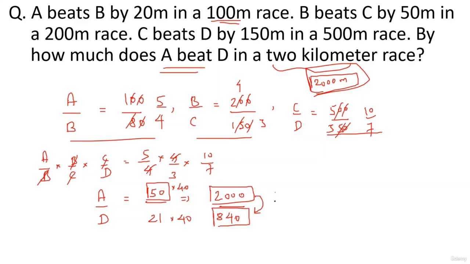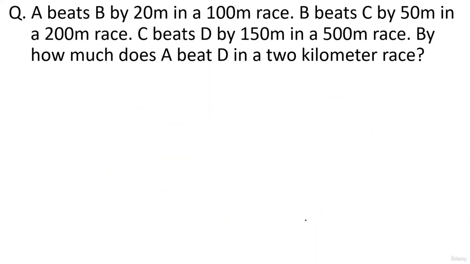Okay, what is the difference? The difference is 1160. So basically, A is beating D by a distance of 1160 meters, and that is the required answer in this case. Okay, let's see a much easier and a quicker way to solve the same question without doing all this.